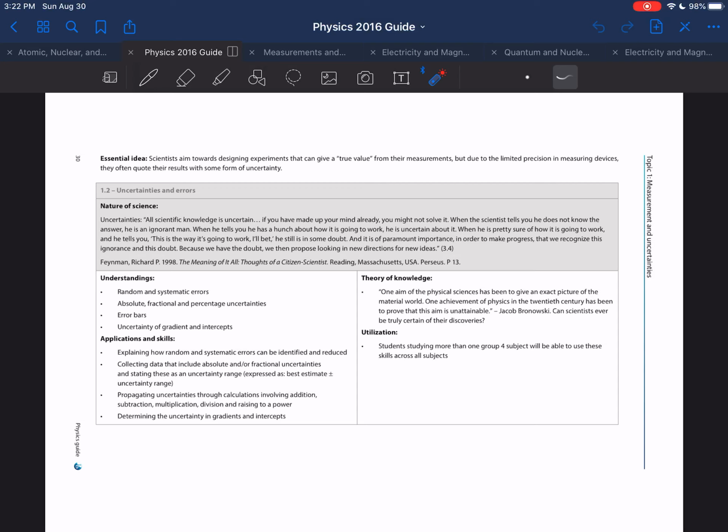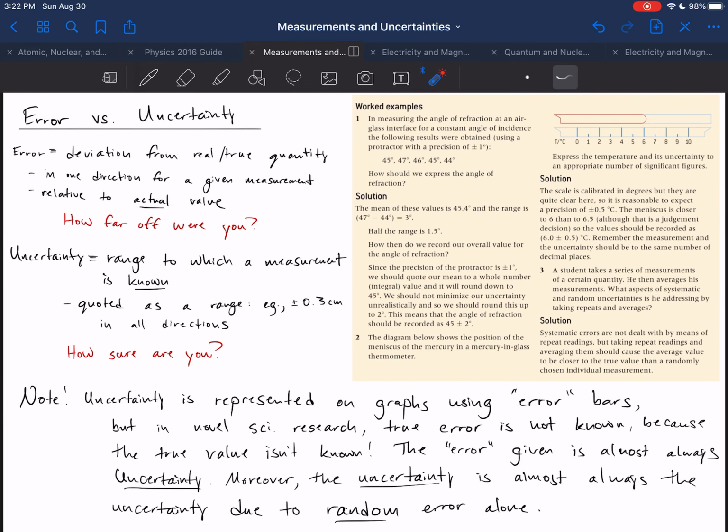Hello everyone! In this video we will continue to examine topic 1.2 uncertainties and errors, and in particular we will distinguish between uncertainty and error. In the last few videos, we spent a lot of time distinguishing between random and systematic error as introduced into a measurement. We learned the use of the terms precise and accurate. Now, this is an important distinction. There is a difference between error and uncertainty.